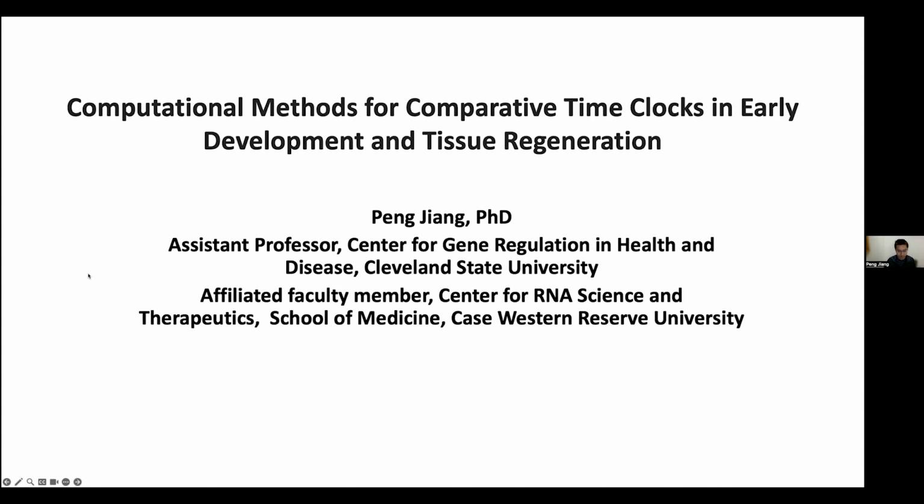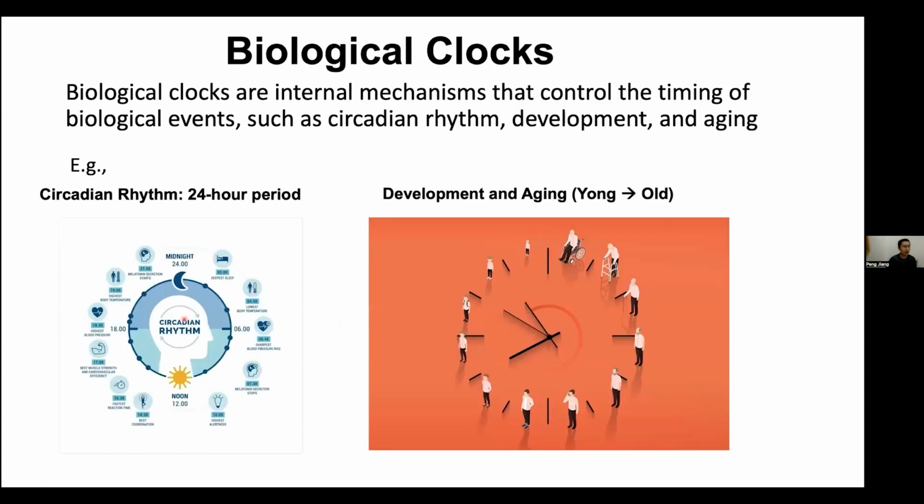So we know the biological clocks are internal mechanisms that control the timing of biological events such as circadian rhythm, development, and aging. So we know that circadian rhythm usually manages the pattern over a 24-hour period of time. And development and aging clocks make us go from young to old.